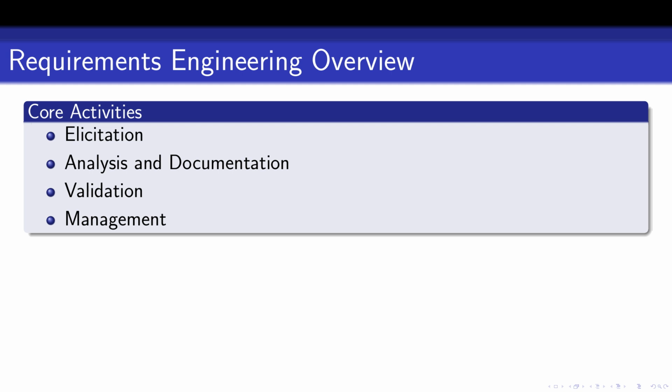Requirements engineering involves 4 core activities: elicitation, analysis and documentation, validation, and management. Elicitation is about discovering what stakeholders need from the system. Analysis and documentation organize these needs into a structured form. Validation ensures that requirements meet user needs and are realistic to implement. Management involves tracking changes and ensuring the team remains aligned as the project evolves.